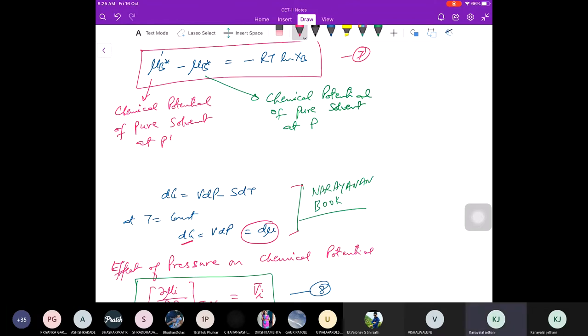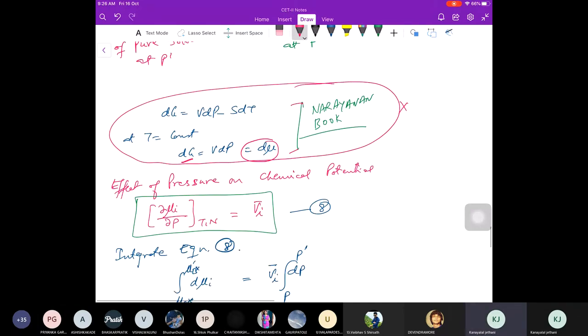Devendra, Dikshita, Siddhi, do you think dG equal to d mu? So, it is G bar, right? This is nothing but partial molar Gibbs free energy, right? So dG equal to d mu has been put in the book as a shortcut, but I do not agree with this. That's why I am not going to recommend that you do this.